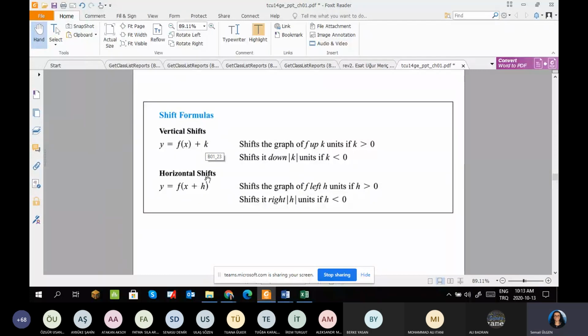And horizontal shift: if h is positive, you're shifting to the left. If h is negative, you're shifting absolute value of h units to the right. Okay, we learned this before. You can see some pictures here.